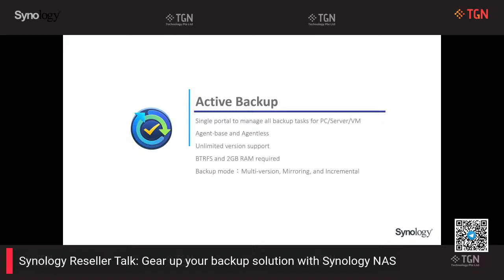Now, for the NAS, it needs to be running the BTRFS file system. If you have an older version on ext4, I'm sorry, you can't use it. But if it's still an updated NAS, you can create a new volume under BTRFS, and then you can use Active Backup for Business. Of course, there is also a minimum amount of RAM that you need. Take note of that. In terms of backup mode, you have multi-version, mirroring, and incremental. Make sure you note all this information.